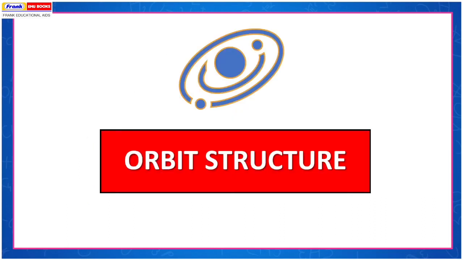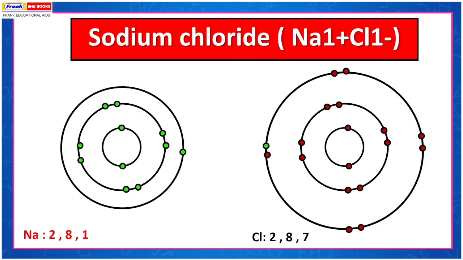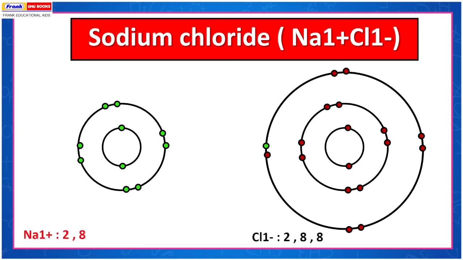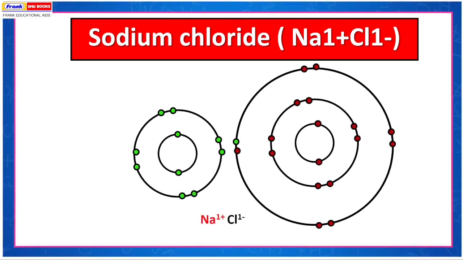Orbit structure of electrovalent compounds. Example 1, sodium chloride. Sodium, electronic configuration 2, 8, 1. Chlorine, electronic configuration 2, 8, 7. Sodium cation Na+1, electronic configuration 2, 8. Chloride ion Cl-1, electronic configuration 2, 8, 8. Thus, they both have stable configuration and they form the compound sodium chloride, Na+1 Cl-1.